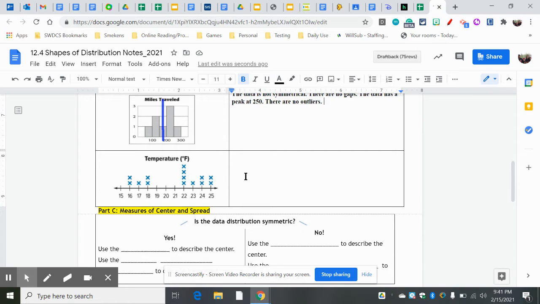Now, my temperature here in my last graph on this first section here, if I'm looking at my distribution, I'm going to draw a line down the middle, which would be at 20.